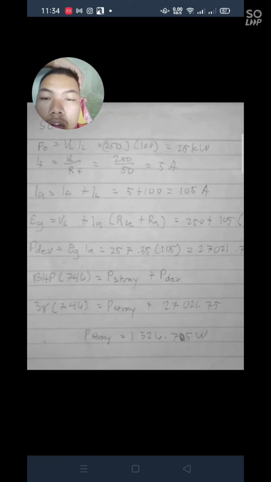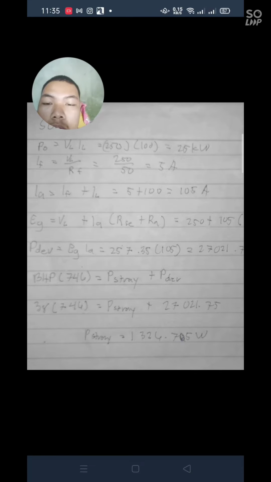So let's go to the IF. IF equals VL over RF. So we have VL of 250 and RF is 50. So equals 5 amperes. So IA equals IF plus IL. So we have IF of 5 and IL is 100. So equals 105 amperes.